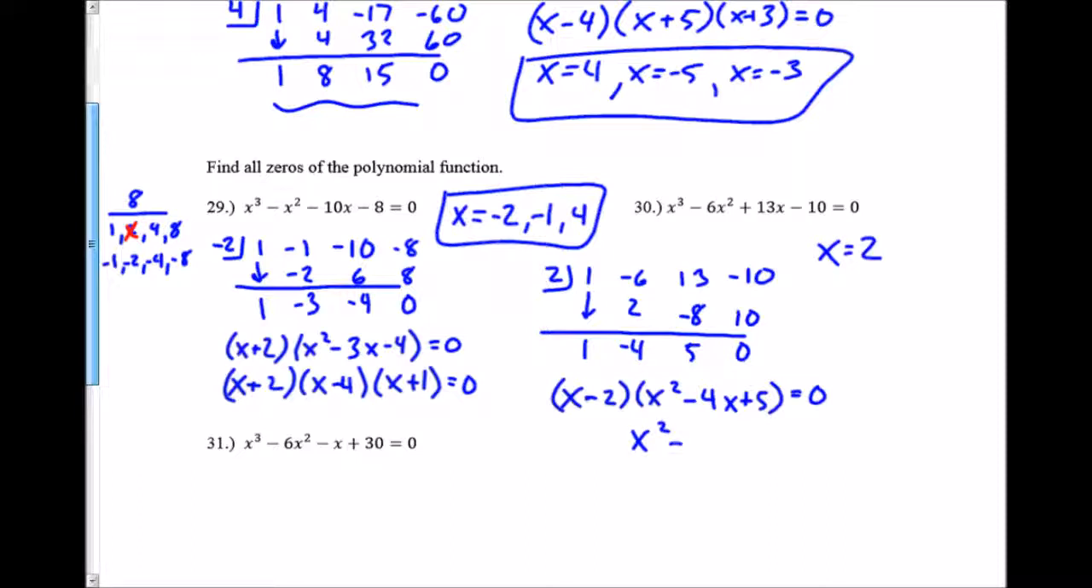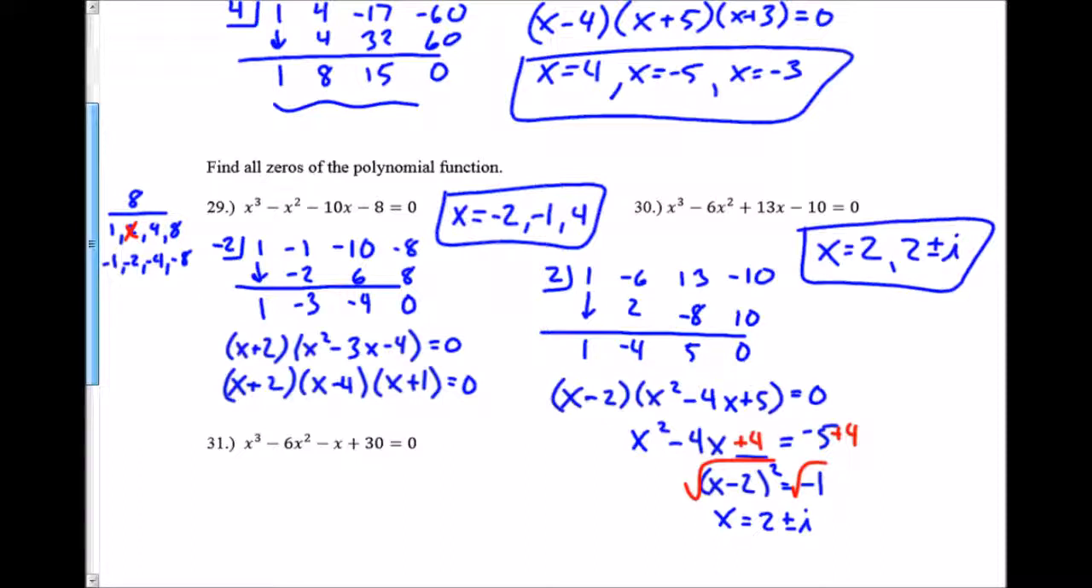guy equal to 0, which I'm going to solve by completing the square, subtract the 5 from each side. B divided by 2 and square it gives me a 4. It's going to be an x minus 2 squared equals a -1. I take the square root of each side. So I find out that x equals 2 plus or minus i. So those are my 3 solutions. 1 real, 2 complex. Okay?